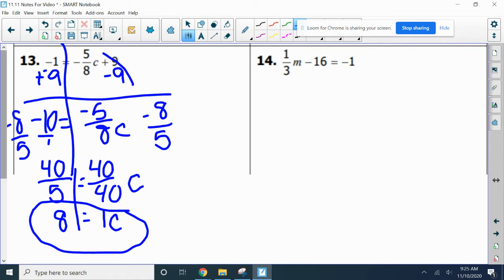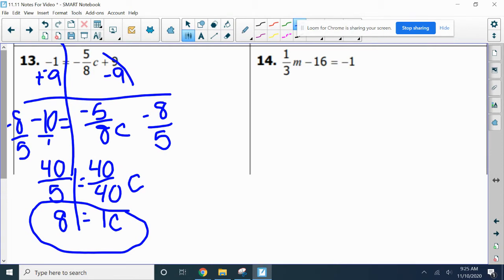Did you get that right? Awesome. If you didn't, do you see what you did wrong? If not, that's okay. This is the time to be making mistakes and ask questions. Please bring it to guided practice. All right, so 14, did you get rid of the 1/3 or the minus 16 first?